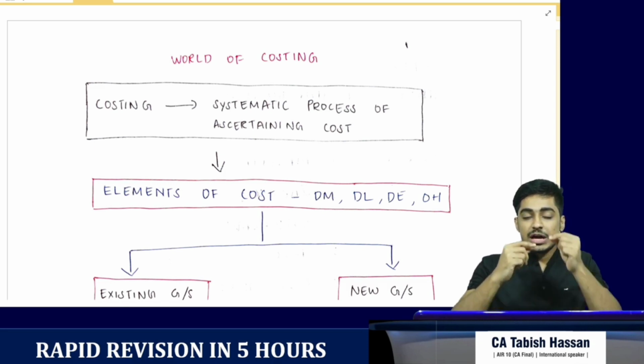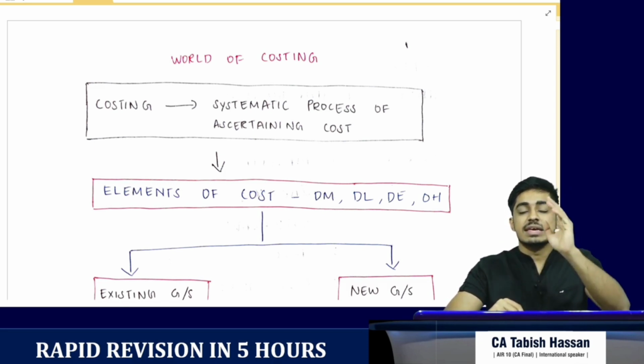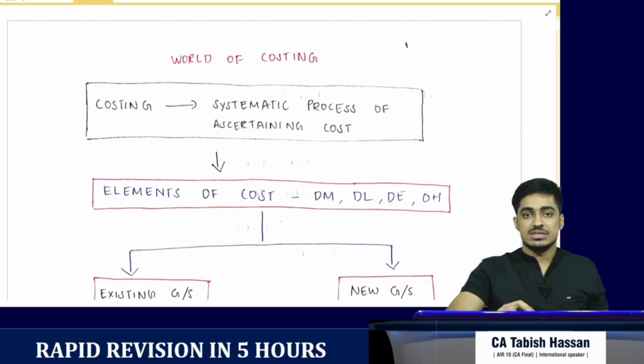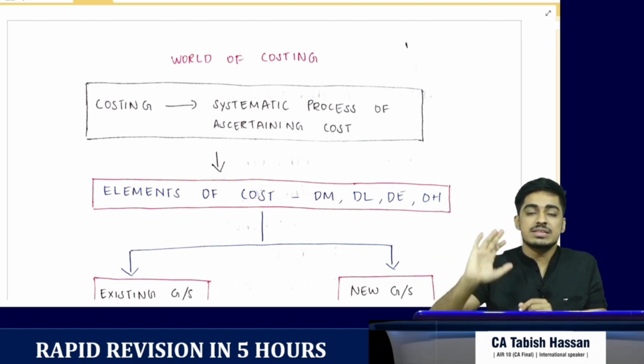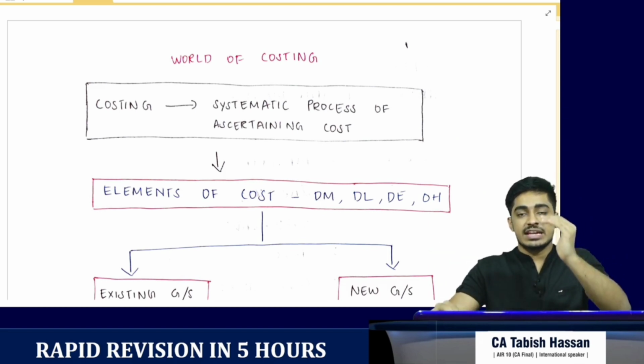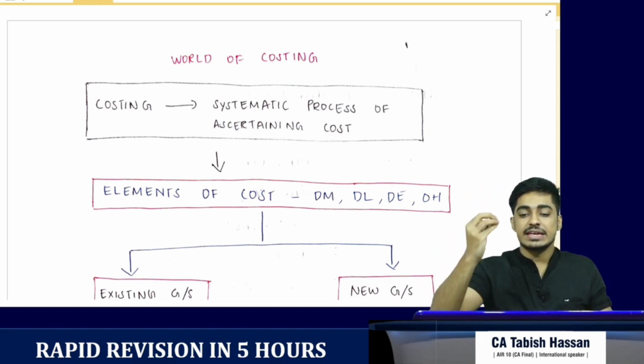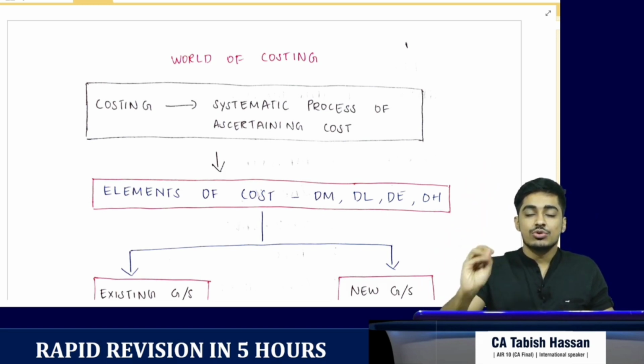If we are in a position to make a one-to-one association of cost with the cost object, then we call them either direct material, direct labor, or direct expense. If we are not in a position to do that, we call them indirect costs. Okay, so direct material plus direct labor plus direct expense, we call it prime cost. And indirect material, indirect labor, indirect expense, together we call them by the name overhead.